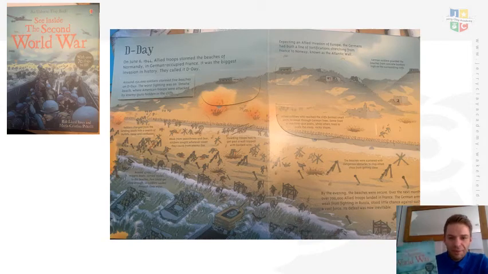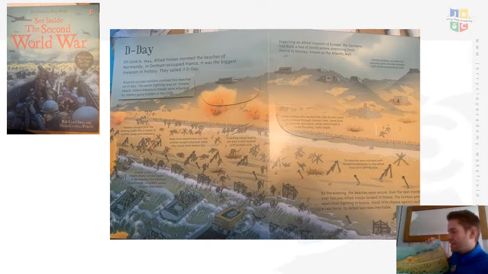So I just wanted to share with you some information from this book that I found with D-Day as well. It's called See Inside the Second World War, and it's available in our quiet corner when we get back to school. It's actually brilliant. I've not noticed it until now, but there's lots and lots of information about different parts of the Second World War. So for D-Day, I'll read this to you and lift up the flaps as we go along.